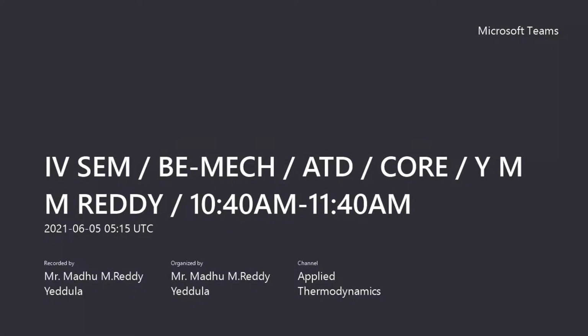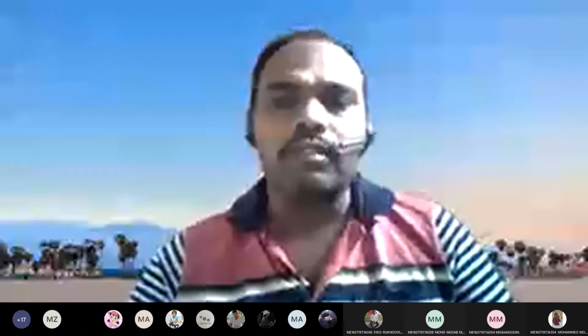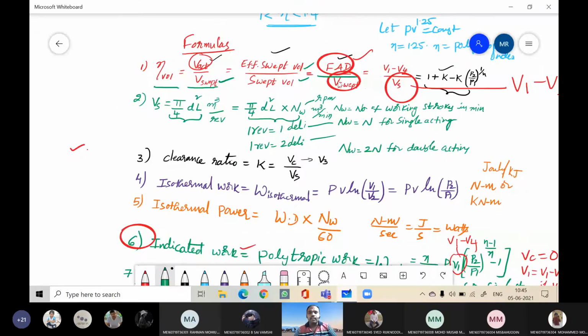Volumetric efficiency is also defined as the effective swept volume to the swept volume, and in another way we can define it as free air delivered to the swept volume. Free air delivered is nothing but effective swept volume, that is V1 minus V4, divided by the swept volume Vs. We can also define volumetric efficiency in terms of clearance ratio, where K is the clearance ratio. It is defined as the ratio of clearance volume to the swept volume, K equals Vc by Vs.